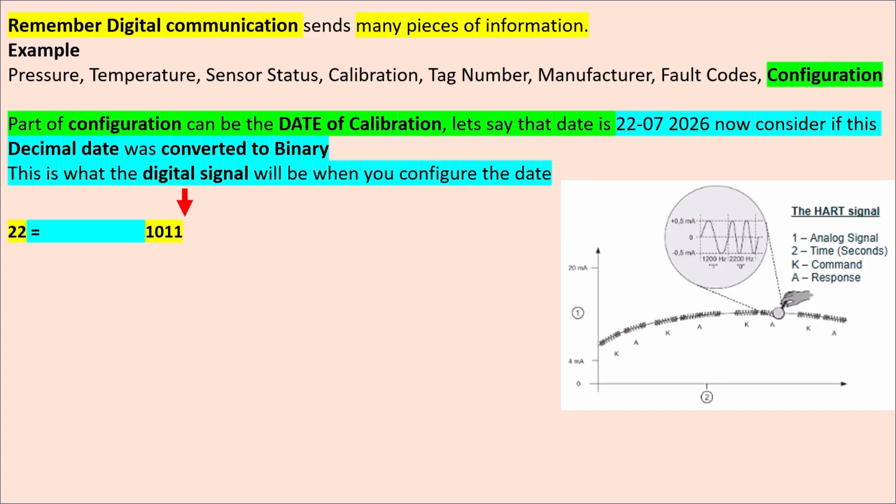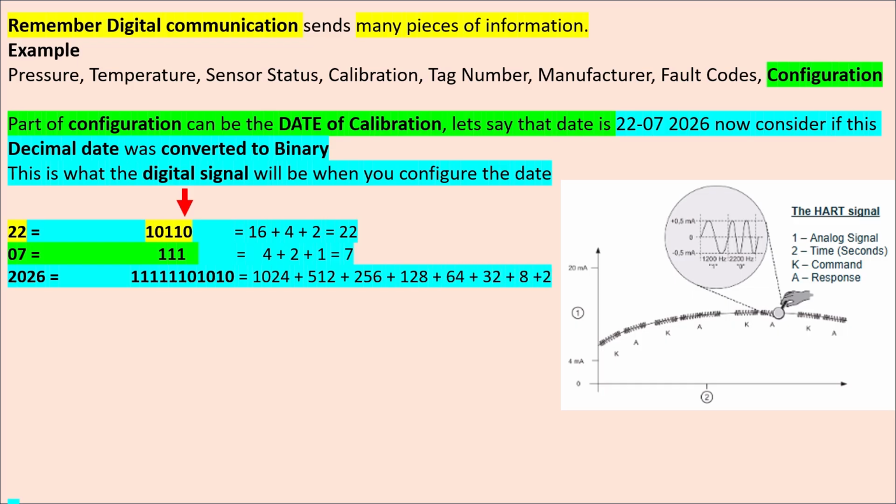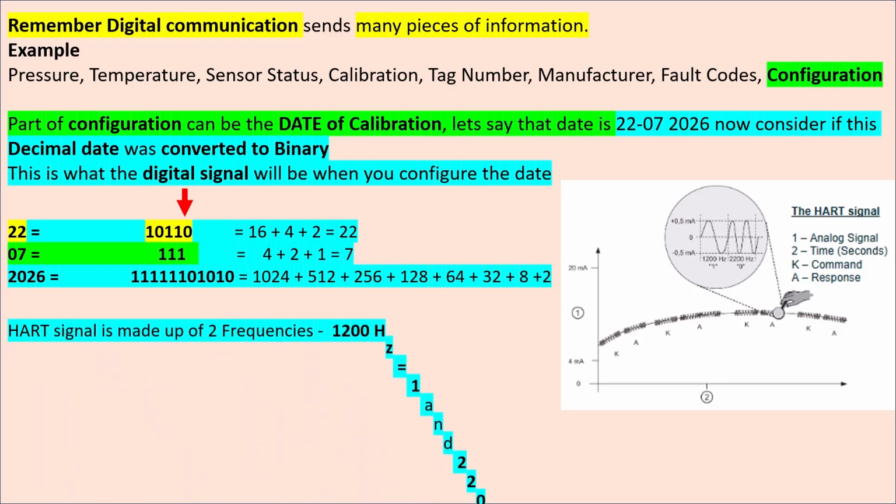22 equals 10110, which is 16 plus 4 plus 2 equals 22. 7 is 111, which is 4 plus 2 plus 1 equals 7. 2026 is 1, 1, 1, 1, 1, 1 ones, then 0, then 1, then 0, 1, 0, which is 1024 plus 512 plus 256 plus 128 plus 64 plus 32 plus 8 plus 2, which will give you 2026.